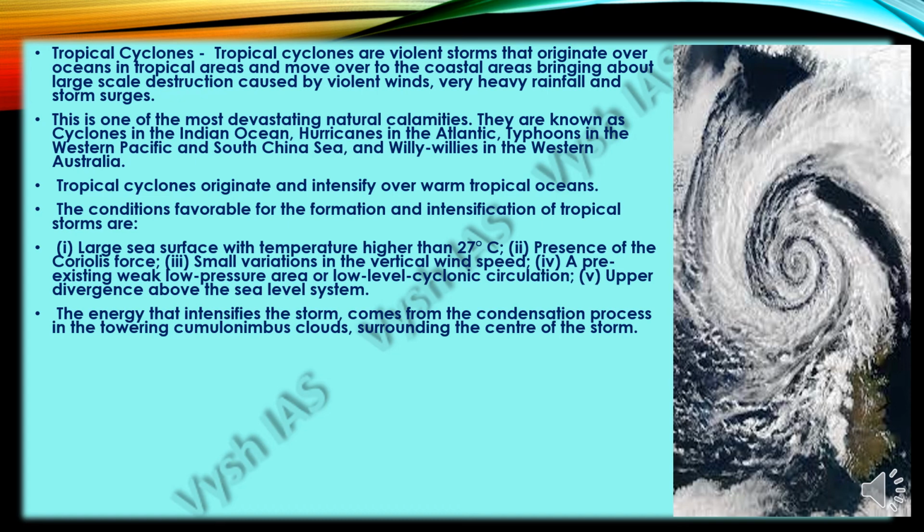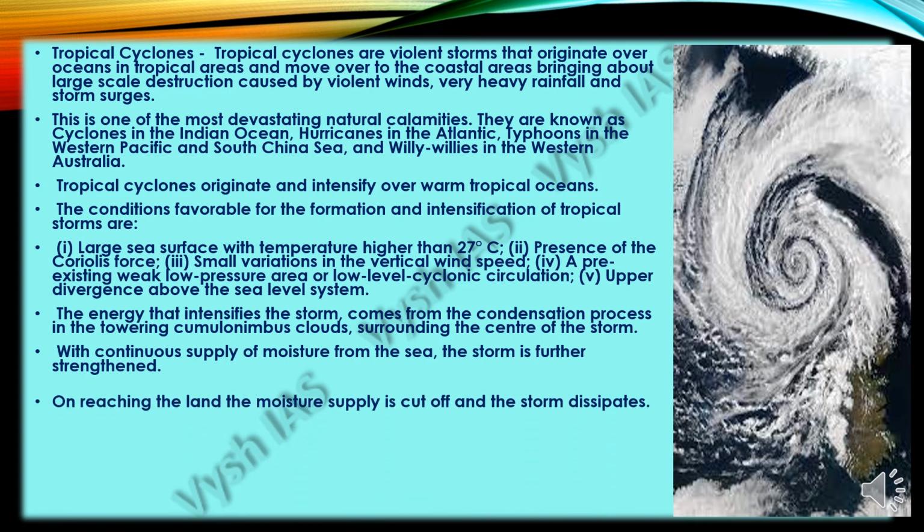So they'll be all around the storm, these clouds. With continuous supply of moisture from the sea, the storm is further strengthened and it will start raining, because what will happen when this cyclone is formed, there will be continuous supply of moisture, or water droplets will start rising up, okay, and then the storm will be strengthened because of the heavy rainfall.